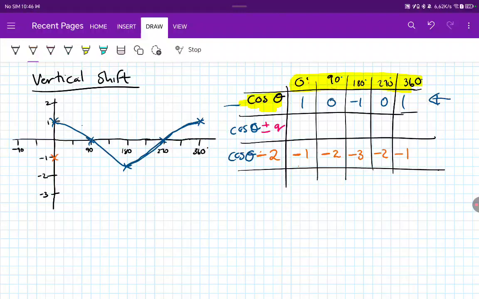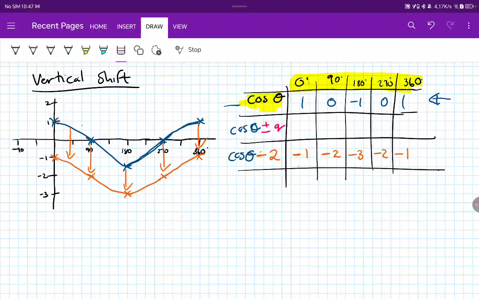90, negative 2. 180, negative 3. 270, negative 1. 360, so negative 2. 360, negative 1. So this is what the vertical shift looks like. Your vertical shift is your up-down shift. Everything moved down 2 spaces. That's what a vertical shift looks like.